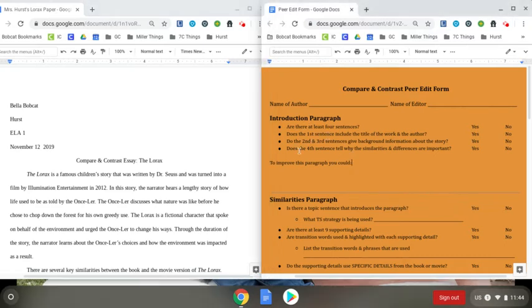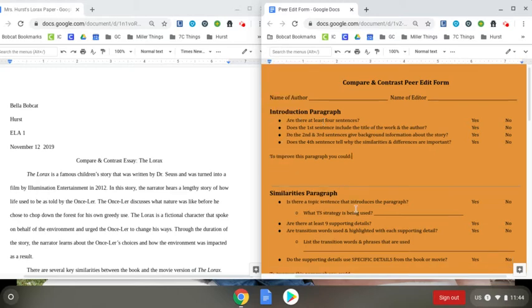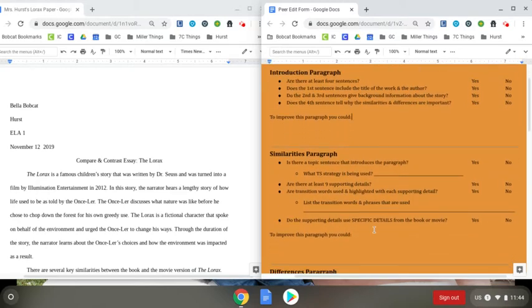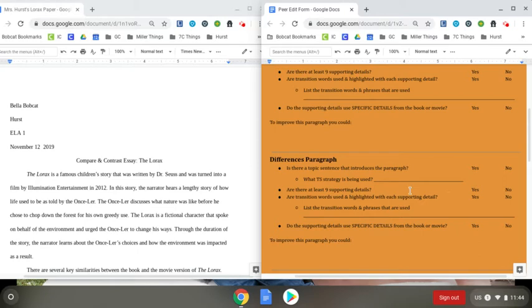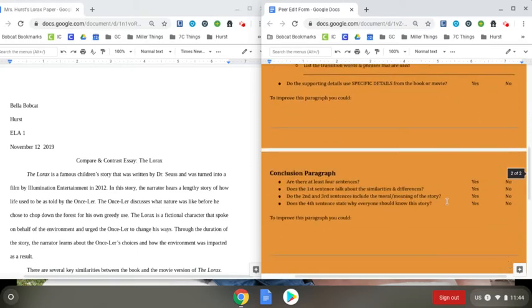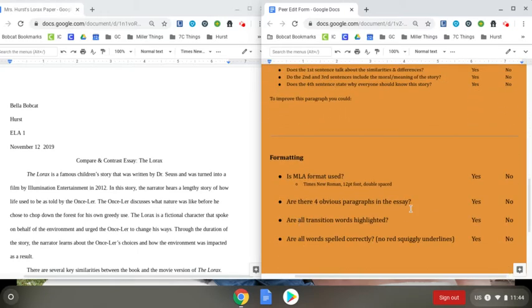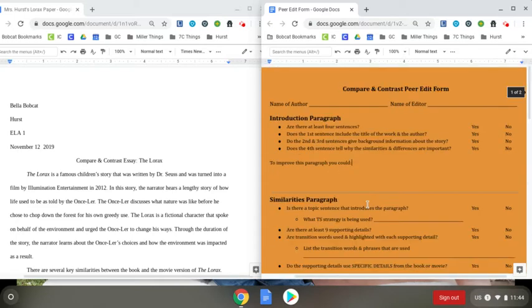Notice that it's set up to go through paragraph by paragraph. So this first section is all about introduction. Second section is all about similarities. Third section all about differences. Fourth section about the conclusion. And then the final section is about formatting. So the second time you read through the person's paper, you're going to fill this out.